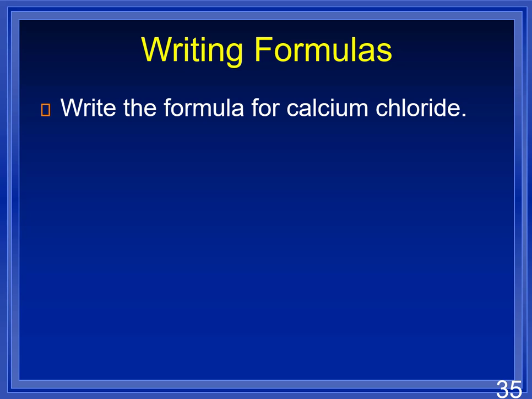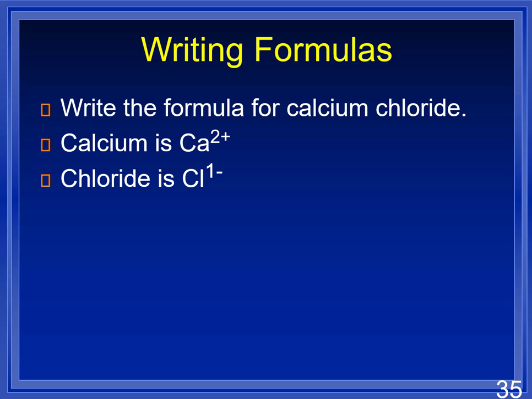My first piece is calcium. It doesn't have Roman numerals, so I should be able to find it here on the table. It's in group 2A. So I know the calcium ion is 2+, because it's in group 2A. Calcium always makes a 2+ ion. Chloride is talking about chlorine when it's negative. And since it's in group 7A, needs one more electron to look like a noble gas. It's 1-.